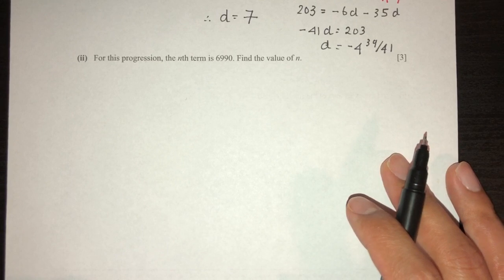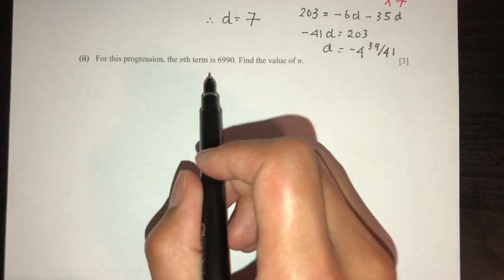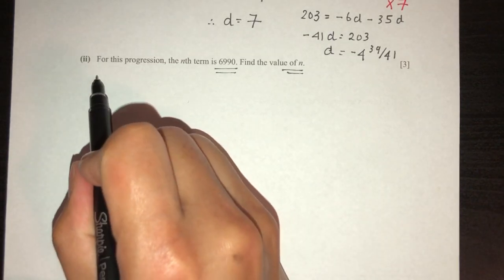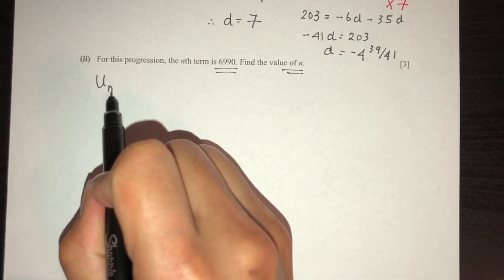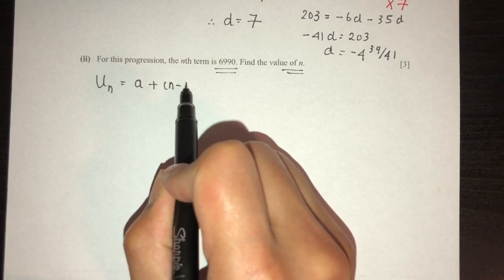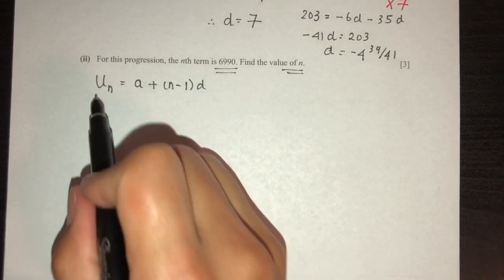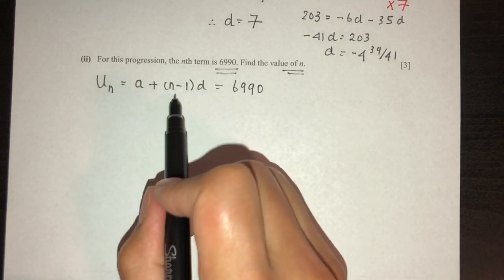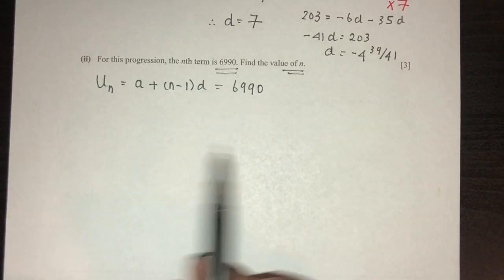Now for part 2, for this progression, the nth term is this one. Find the value of n. So the formula for the nth term is equal to a plus n minus 1 times d. If this is equal to 6990, find the value of n. So what is the value of a? Pretty easy.